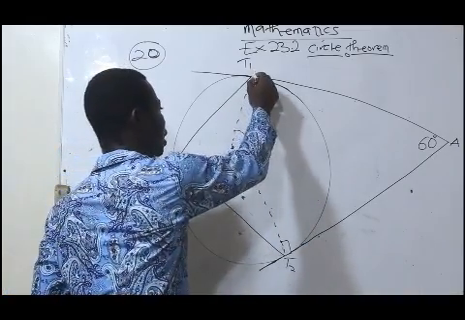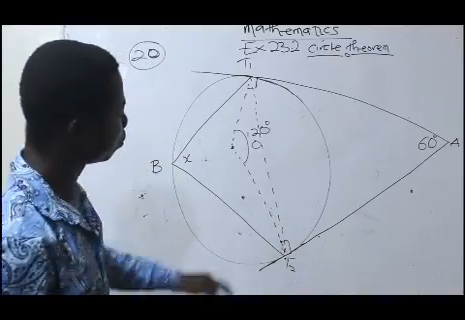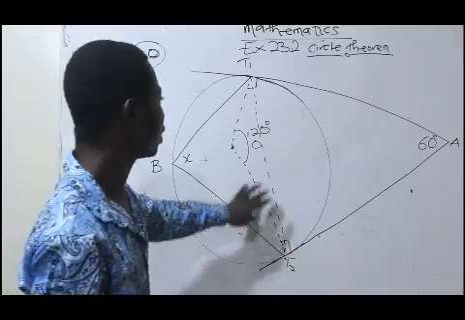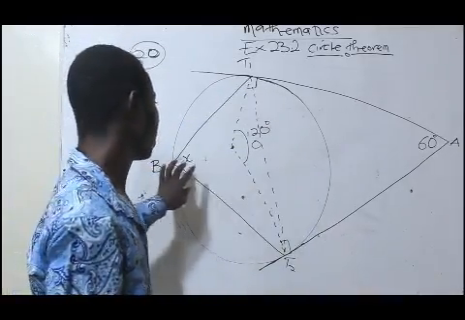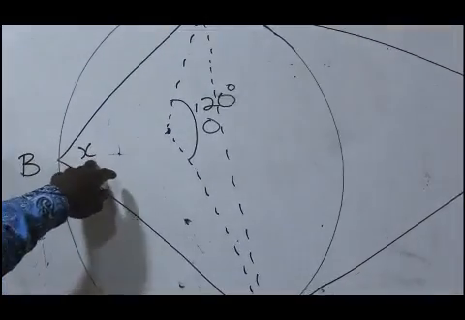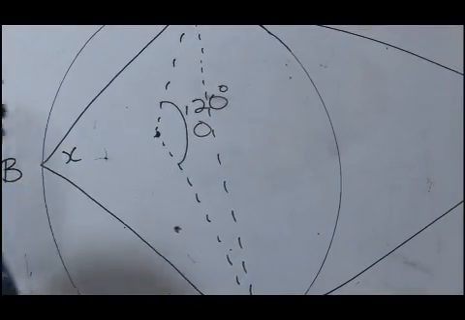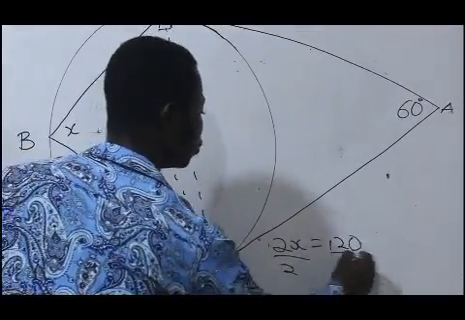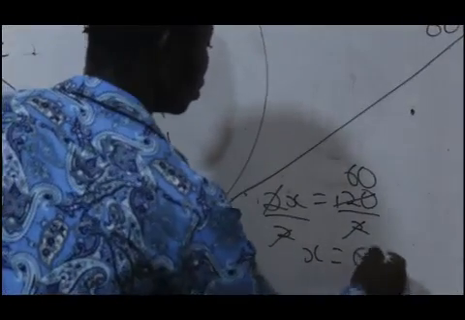Now, let's draw an imaginary line from T1 to touch T2. Now we have this imaginary line here serving as a chord. Now when a chord subtends an angle at the center of a circle, it is twice the angle it subtends at the circumference of a circle. So 2 times this variable x gives us the angle 120 we have here. It's as simple as that. If you have twice x equals 120, you divide both sides by 2, which gives us 60 degrees.